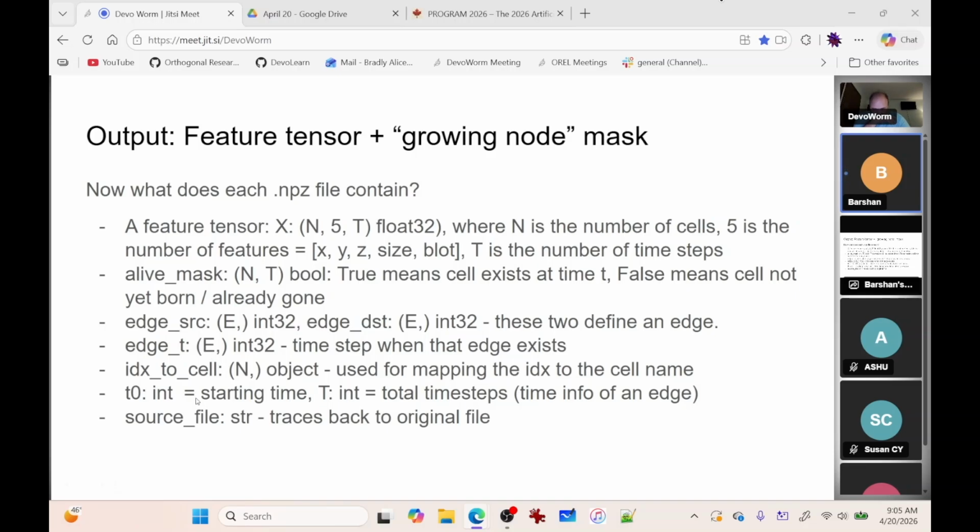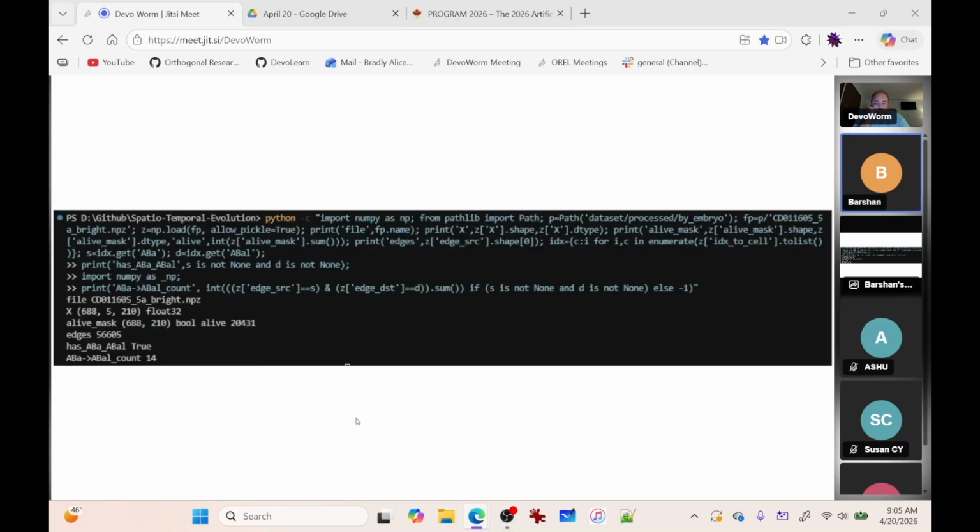Other than that, I've also used a mapping function, idx to cell, to make it easier for me to go to that cell directly using its identity. Now I have t0, which is the starting time, and T, which is the total time steps. The source file traces back to the original CSV file, and that is also there in the NPZ file. Basically, NPZ is a compressed collection of arrays in binary form, so it is not humanly readable, but you have to use the NumPy library to read it.